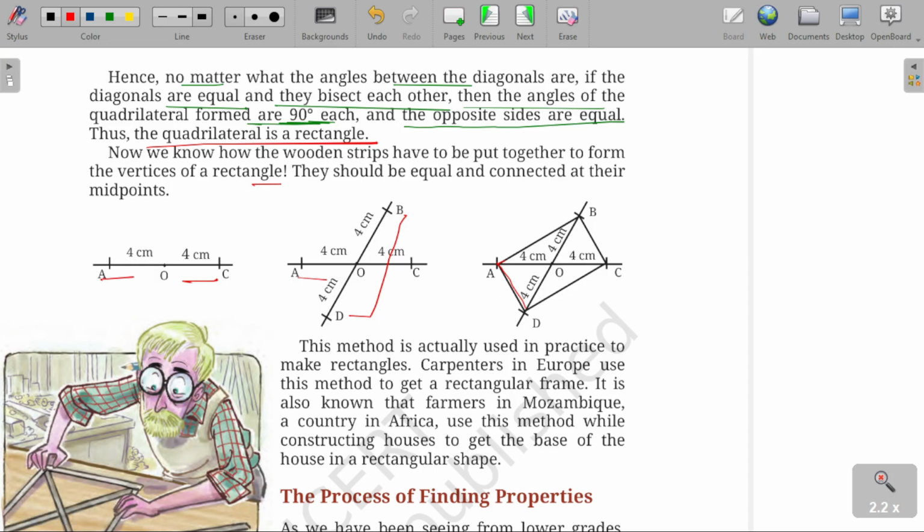So we are pausing our lecture for today now. Revise all the things, all the deductions. We have gone through 3 deductions, and we'll continue the process of finding the properties of a rectangle.